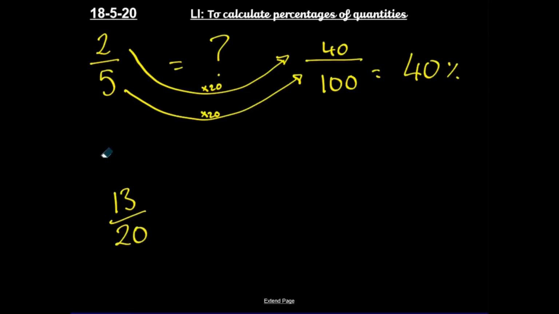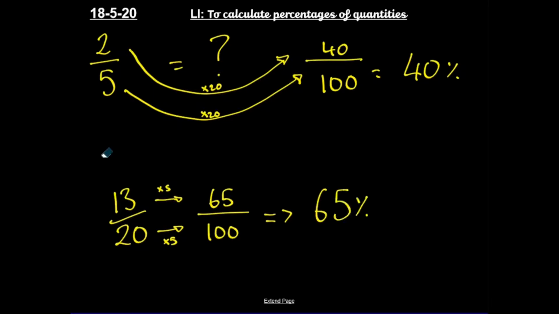Okay, and the same thing here. I've got 13 over 20. Now, to get that as a percentage, I'm going to have to make it over 100 on the bottom. So 20 times what is 100? Well, of course, that is times by 5. 13 times by 5 to give me the numerator here. 13 times 5, well, 10 times 5 is 50. 3 times 5 is 15. 50 plus 15 is 65. So therefore, 13 over 20 is the same as 65 over 100, which is the same as 65%. And I'm just using equivalent fractions there to work out the different percentages.